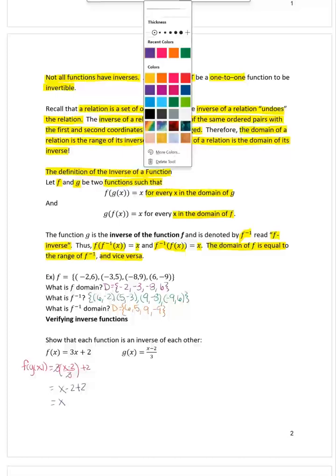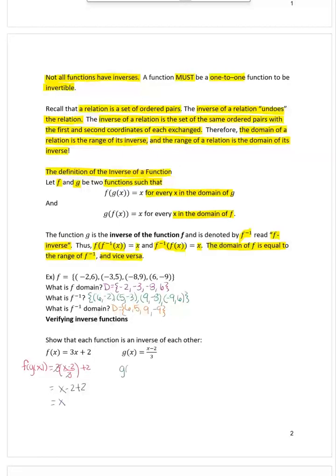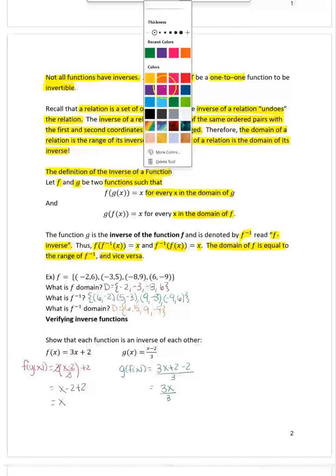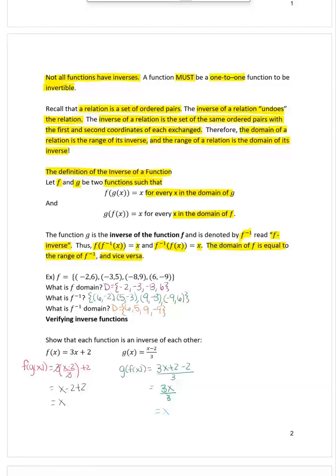Okay? Now let's do g composed with f. So now we're going to take our f and put it in place of this x. So we're going to have (3x plus 2 minus 2) all over 3. As we've already stated, if you have a positive 2 and a negative 2, they just go to 0. So we're going to have 3x over 3. Our 3's cancel. That equals x. So they both equal x. So we know that means that they're inverses of each other.